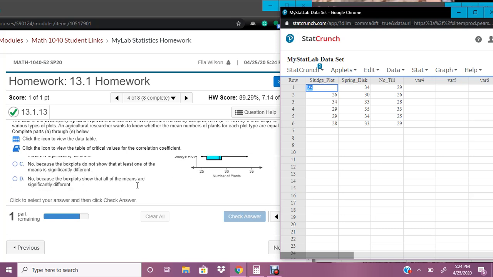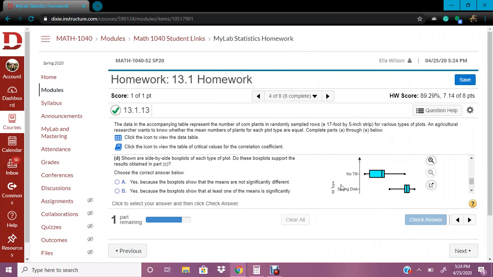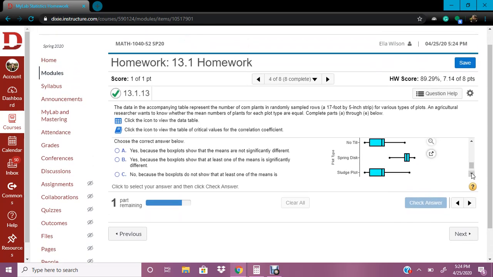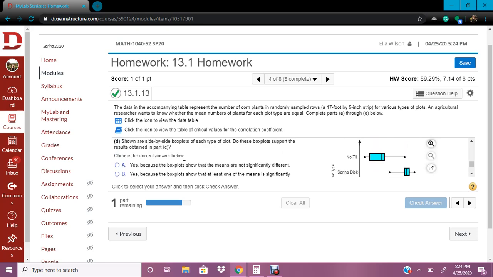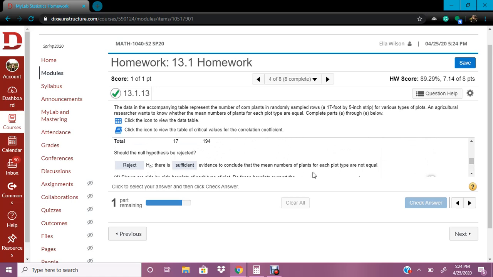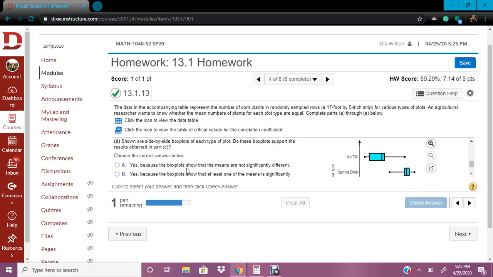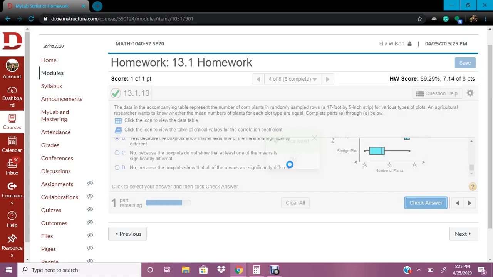So we look at these box plots. Let me make this bigger. And we're talking about the means, and the means are represented by this line that's in the middle, right there. And if you notice, they aren't the same, right? And so does it support what we said? Well, what we said was that the mean number of plants are not equal. And so yes, it does, because that shows that they're not equal. At least one of the means is significantly different.